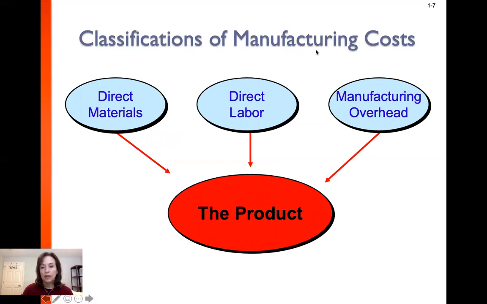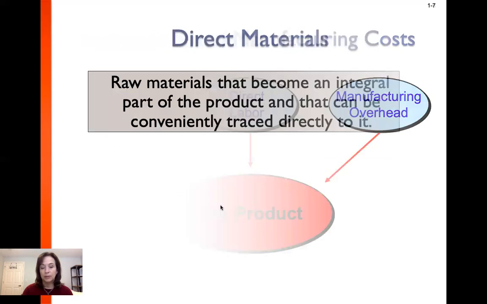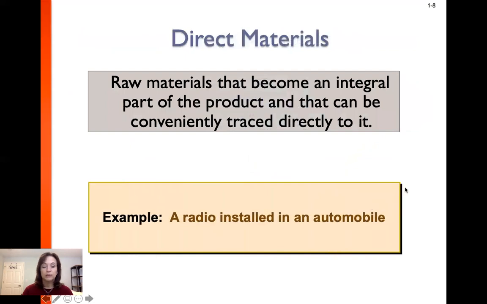So what are some of the manufacturing costs that they're going to have? We've got three main costs that go into making our product. The first one is direct materials. Direct materials are materials that we can trace directly to our end product. Typically it has to be something a little bit larger, not something super small that is insignificant. The textbook refers to an automobile manufacturer. Direct materials going into an automobile could be a radio, the tires, the steel, the glass, the wiring.